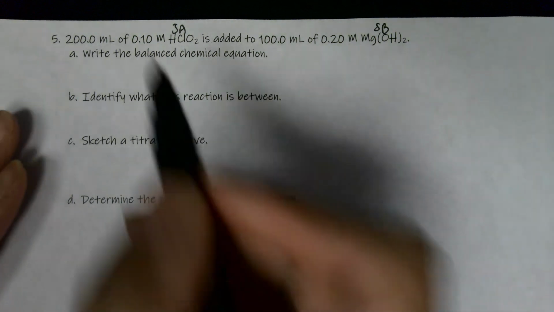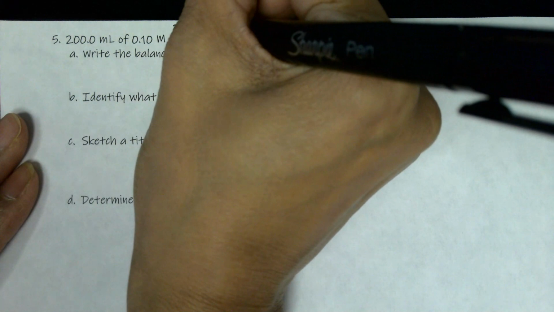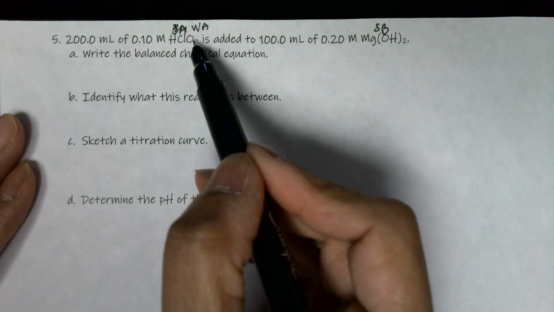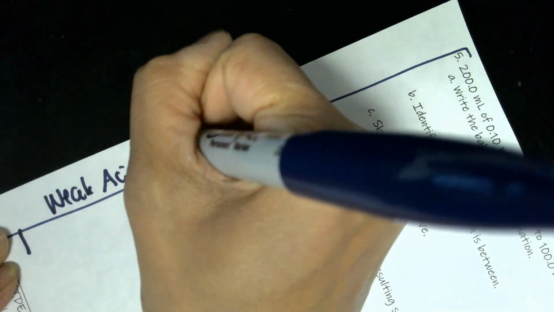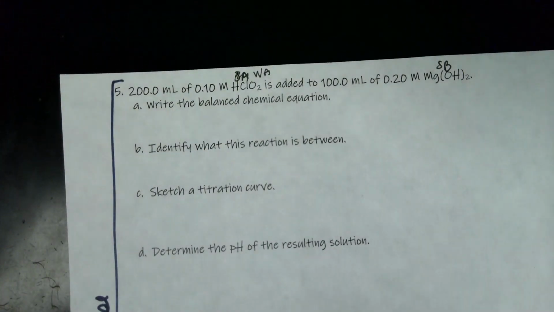I'm sorry. All right. So for this one, HClO2, you can tell I was not thinking correctly on the last little part. That is a weak acid, not a strong acid. My bad. So this section is dealing with a weak acid plus a strong base. And then we will see what happens with this one.